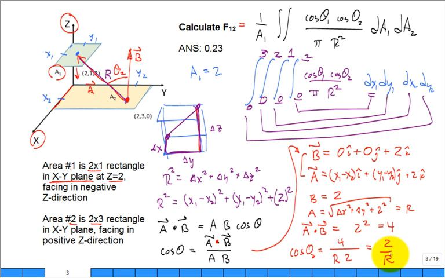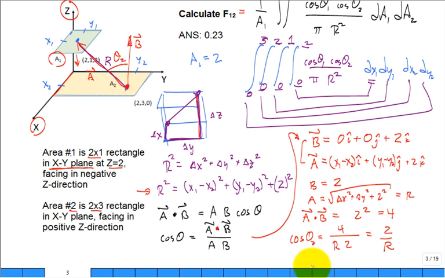Now, R does vary on where is x1 and x2, where is y1 and y2. R is not a constant. It's a function. We wrote it over here. This is R squared. Okay. I ran out of room, but I'm going to scroll down just a little bit. Guess what the cosine of theta 1 is if you do the same math? It's going to be 2 over R. That's what it's going to work out to be.